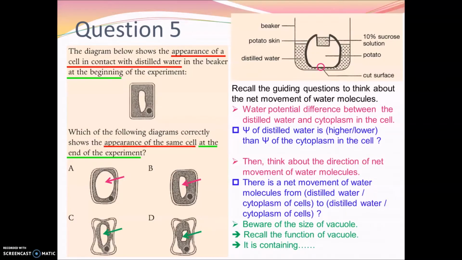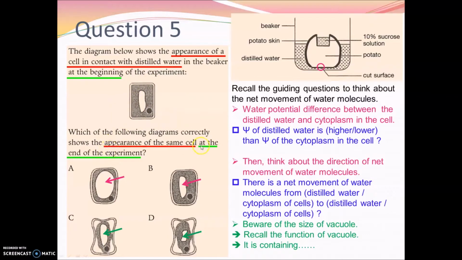Okay, so we are going to talk about question 5. Question 5 is talking about cells here. The appearance of a cell in contact with distilled water in the beaker at the very beginning of the experiment looks like this. It's a bit easy to understand, because the cells are in contact with the distilled water, so the cell should be a bit full of water. Okay, just a bit full.